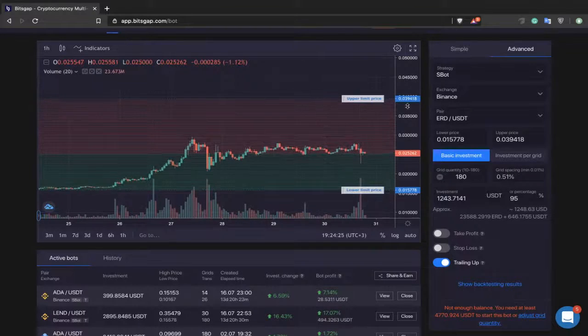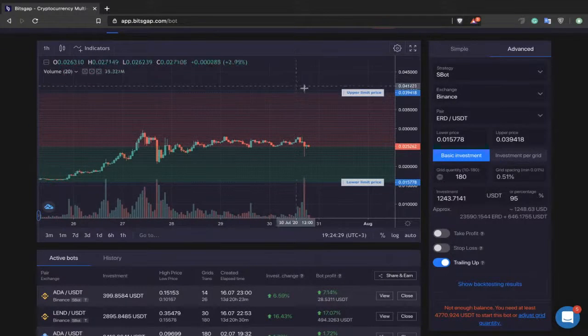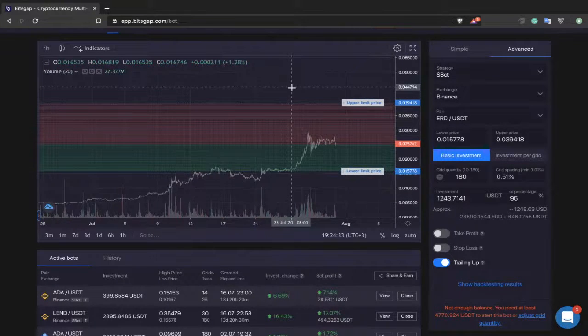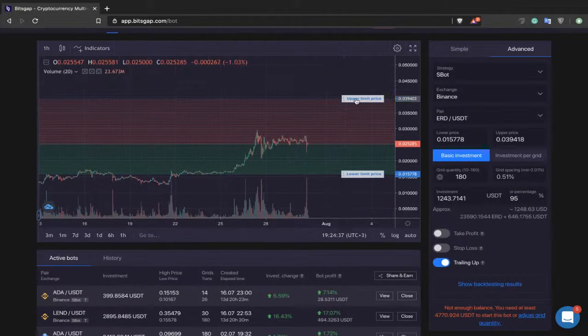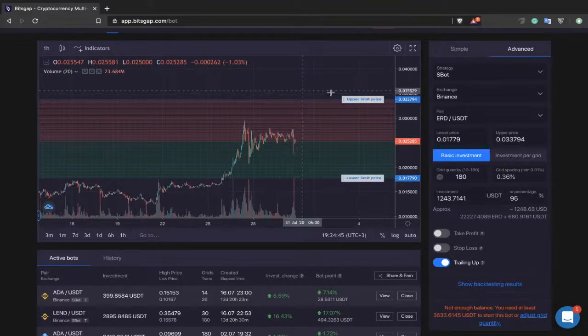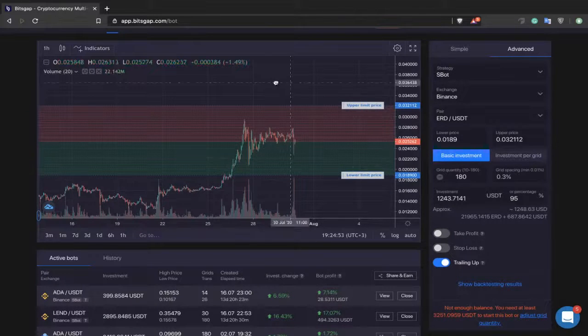You have the trading range already automatically predefined for you by the system, but you can always make adjustments. So you can widen it up or you can narrow it down. You can squeeze your trading range like this. I'm just dragging the line. I'm dragging the upper limit price in any direction I want, and I'm dragging the lower limit price also in any direction that I want.